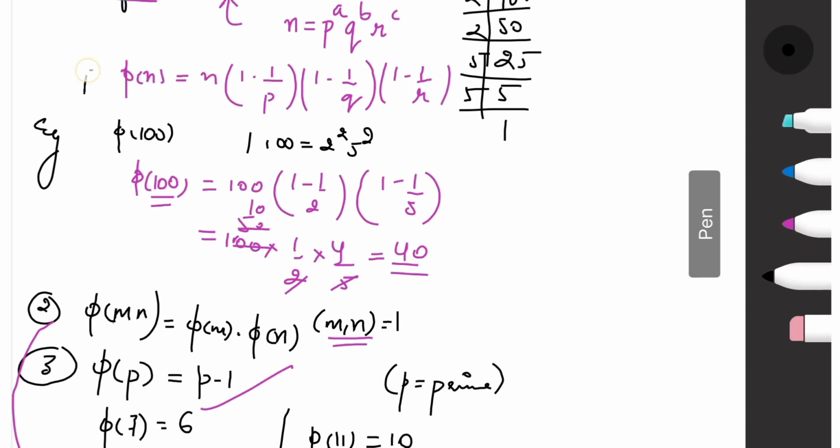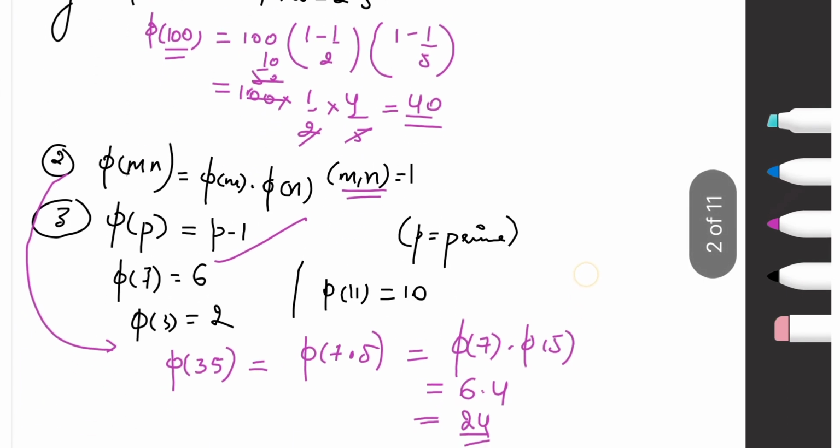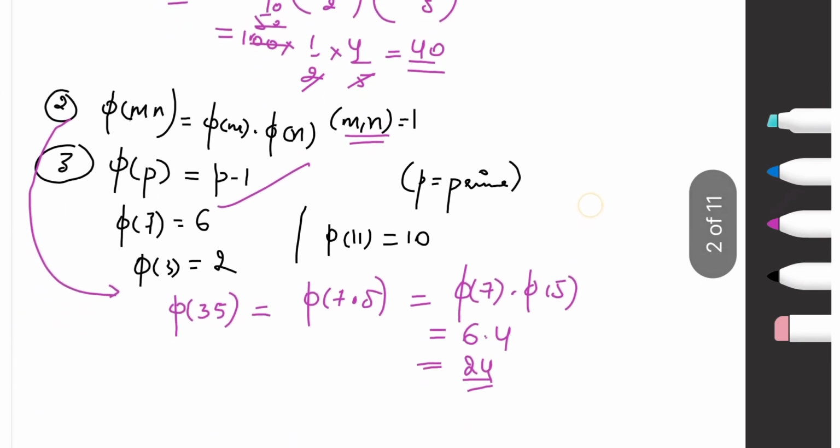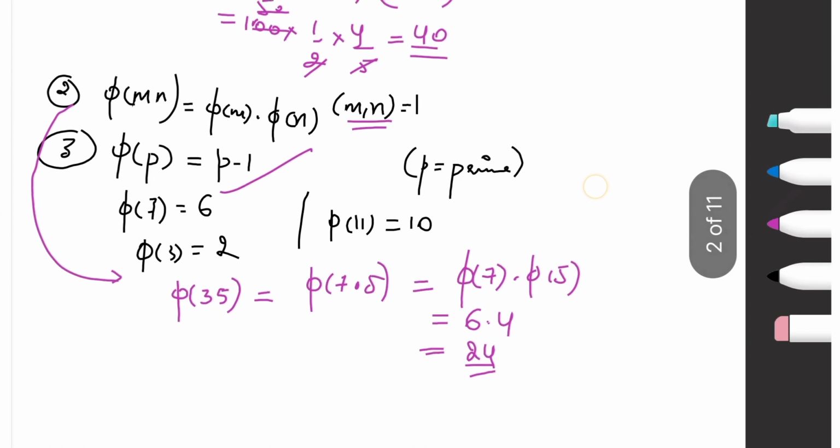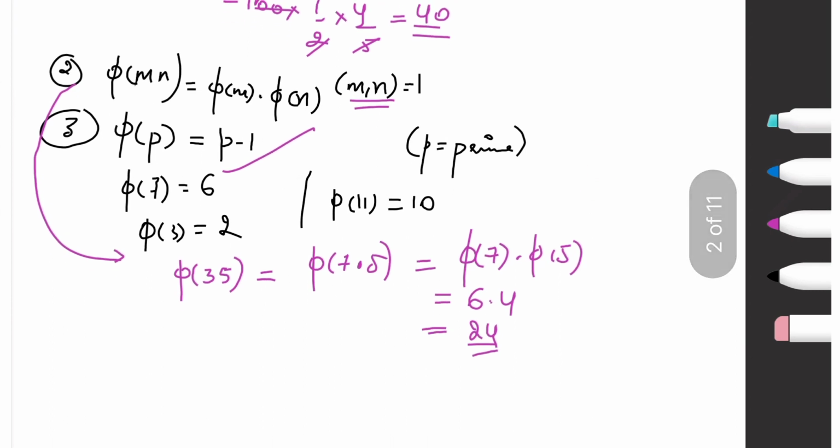This first formula will work in all the cases, and the second and third will help you to find the Euler function much more easily and in less time, if certain conditions are satisfied.